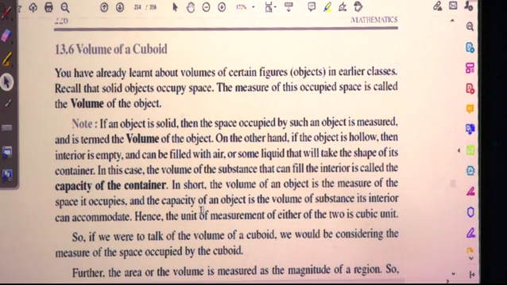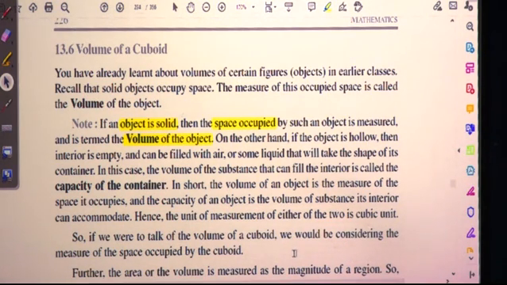If an object is solid, then the space occupied by such an object is measured and is termed the volume of the object. What is said? Space occupied is termed as volume of the object. The object is solid.